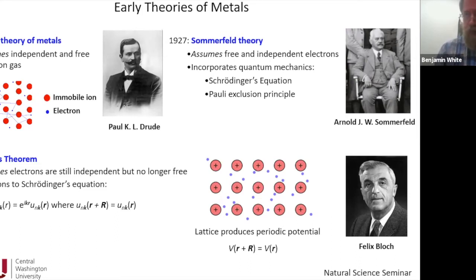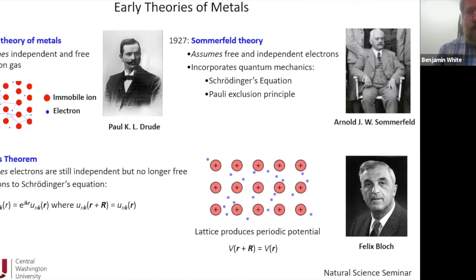He was able to explain a lot of the observations that people made about metals at the time. But it was a classical theory that has these drastic assumptions of free and independent electrons. In 1927, a prominent theorist named Arnold Sommerfeld was able to insert quantum mechanics into that model. So basically, quantum mechanics was coming around at that time. He recognized that metals better obey quantum mechanics.